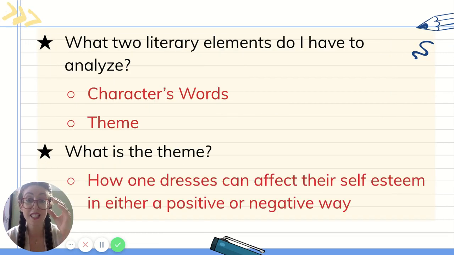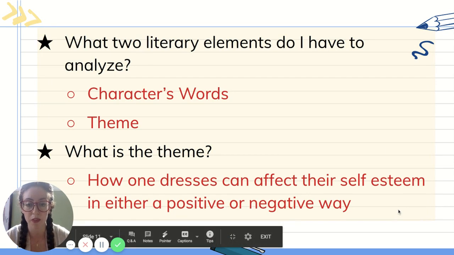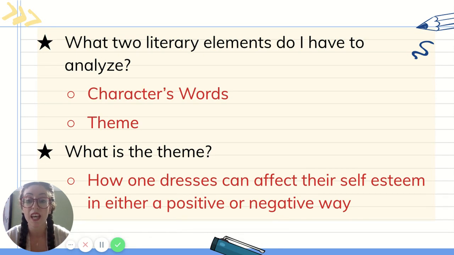Now, I need to have a theme. I need to know the theme of the jacket. So this is the theme that I came up with. How one dresses can affect their self-esteem in either a positive or a negative way. It's kind of similar to what's in the prompt. I just added a little bit and made it a universal message.